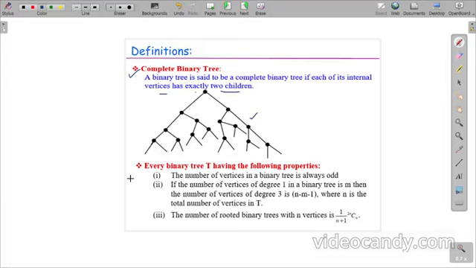Every binary tree has the following properties. The number of vertices in a binary tree is always odd. If the number of vertices of degree 1 in a binary tree is m, then the number of vertices of degree 3 is n minus m minus 1, where n is the total number of vertices in T. The number of rooted binary trees with n vertices is 1 by n plus 1, 2n choose n.